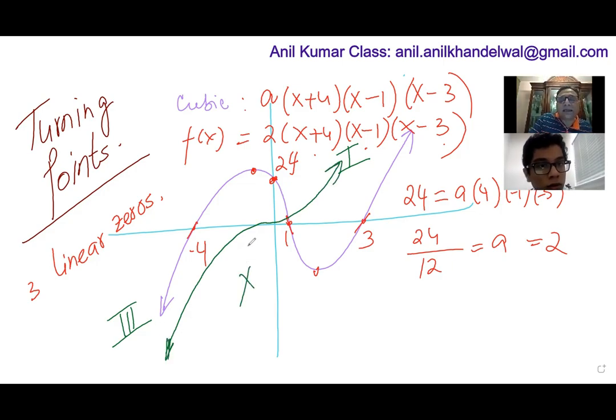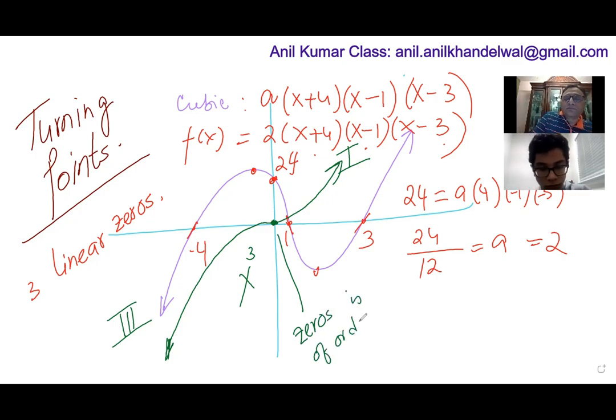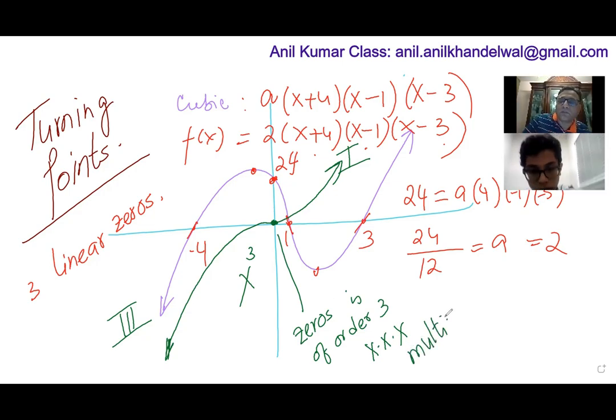This curve is like x cubed. All the three zeros are at one point, which is 0. X cubed. Do you see three zeros at one point? So this zero here, we say this 0 is of order 3, because effectively it is x times x times x. Multiplicity of 3, we say sometimes. All the three at the same point.